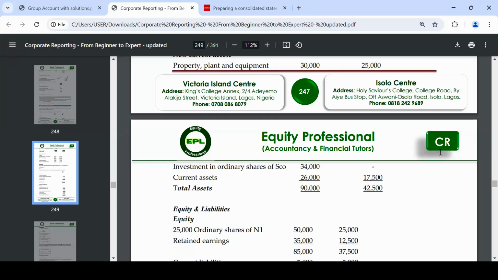I want to believe you can see my screen that I'm sharing. Please give me a moment. Just a moment. Okay. Let's continue.